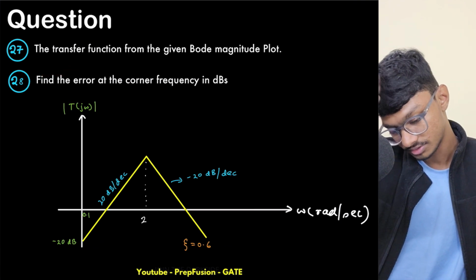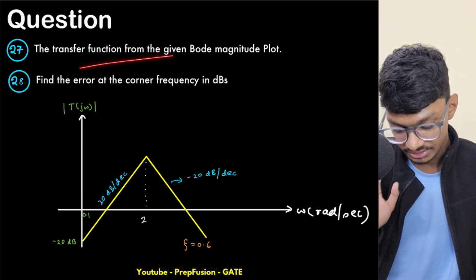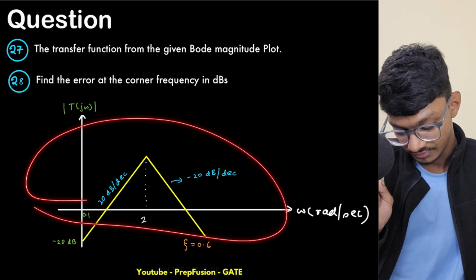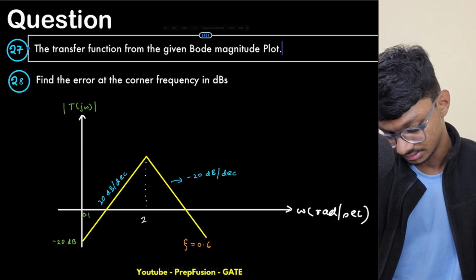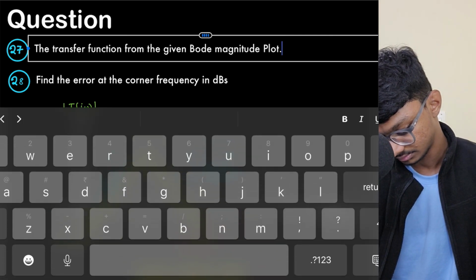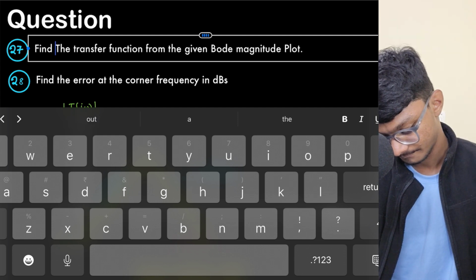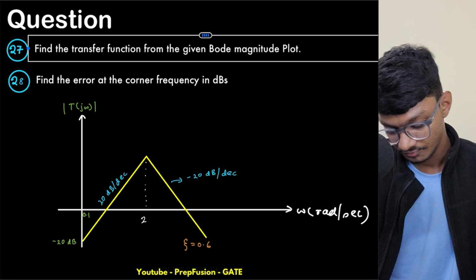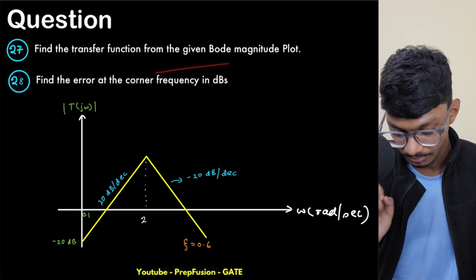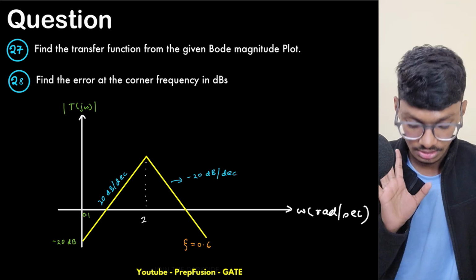Now let's solve this question. This is the last question of Bode plots basically. Here we have to find the transfer function from the Bode plot. So this is the first question: find the transfer function from the given Bode plot, magnitude plot, and find the error at the corner frequency.